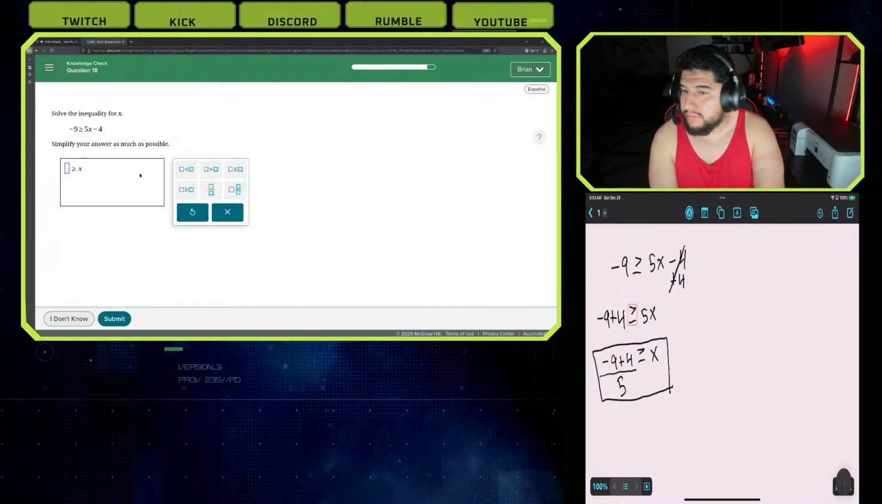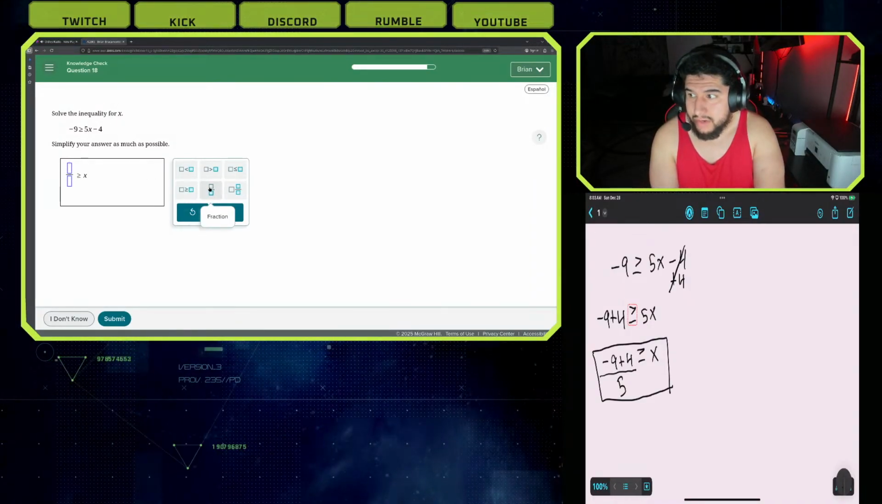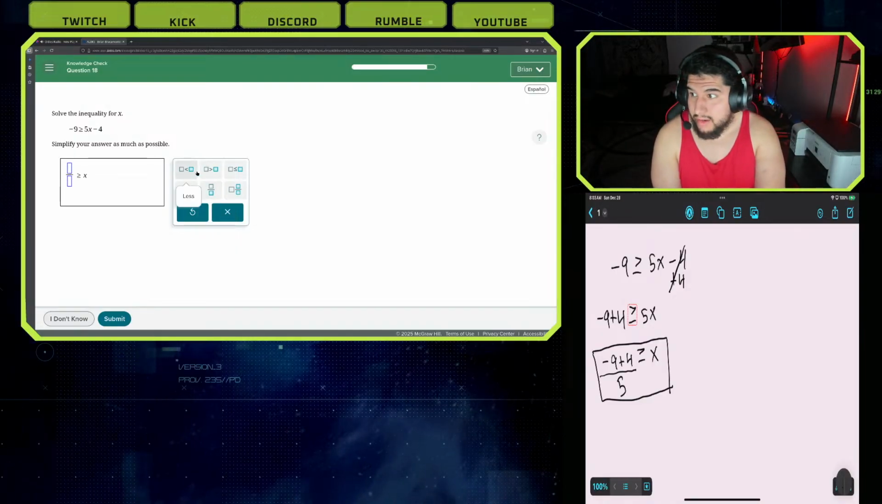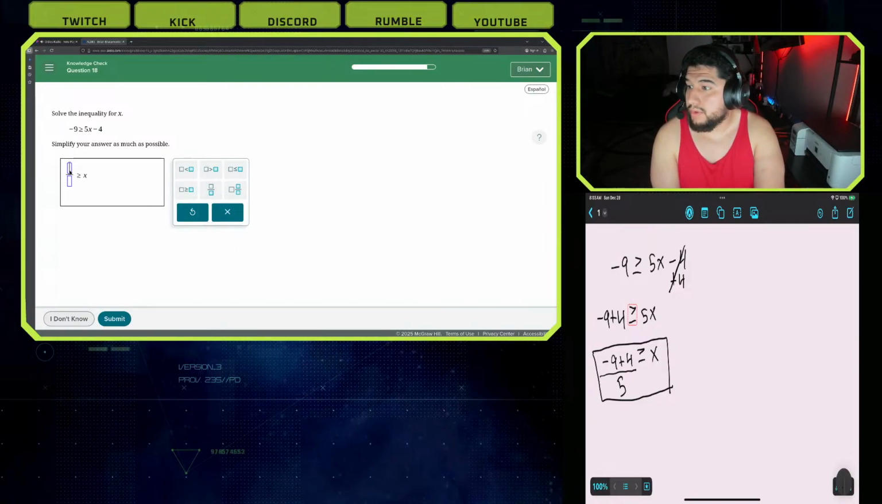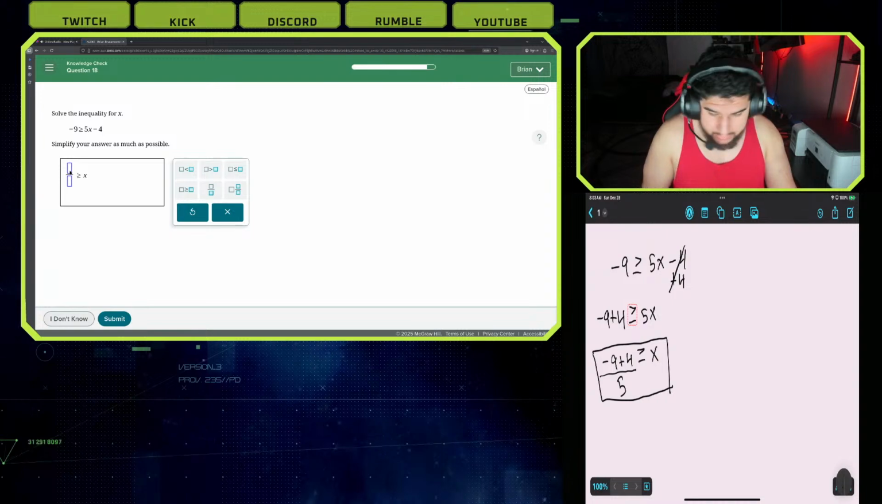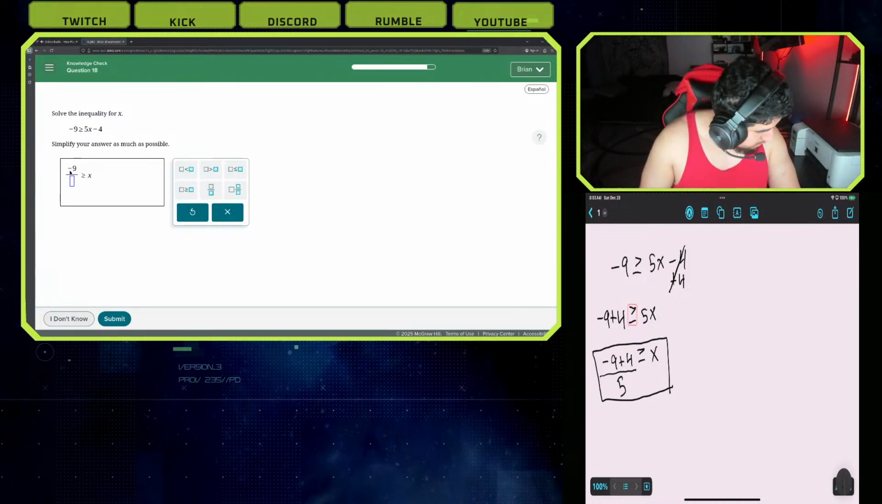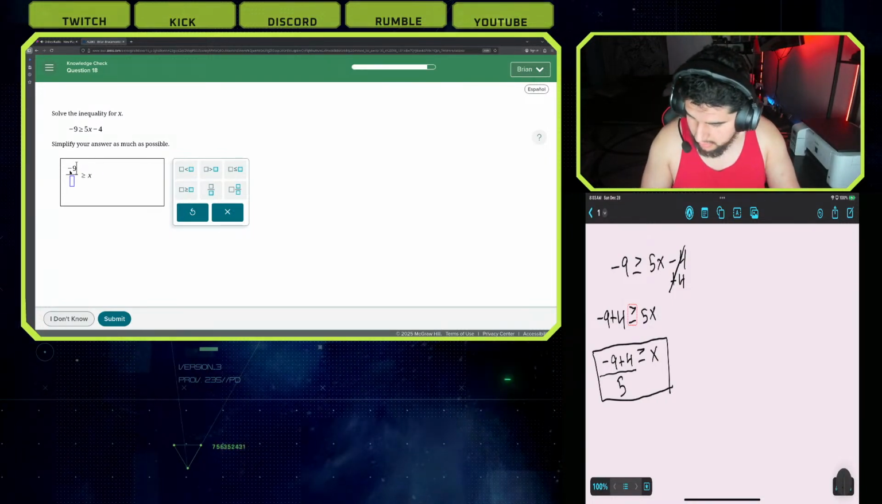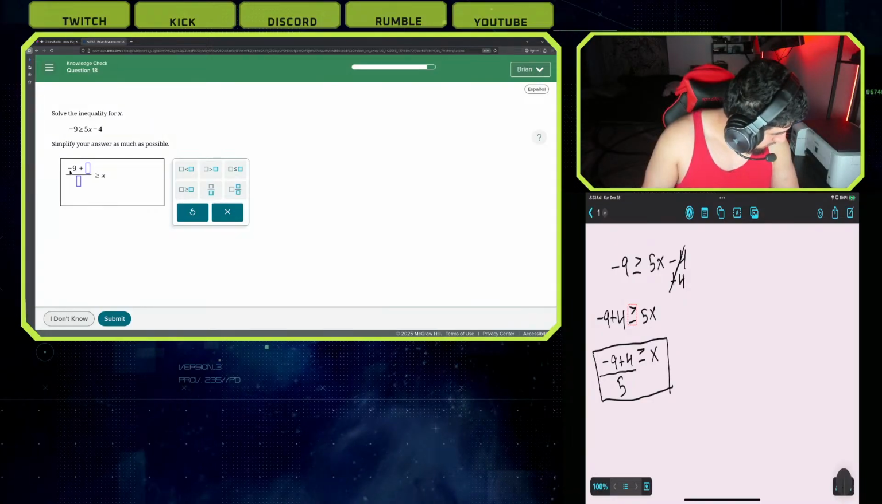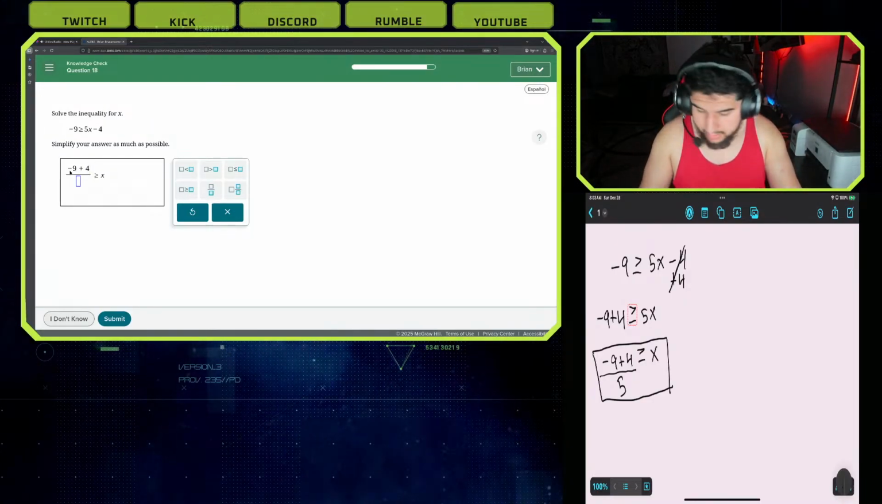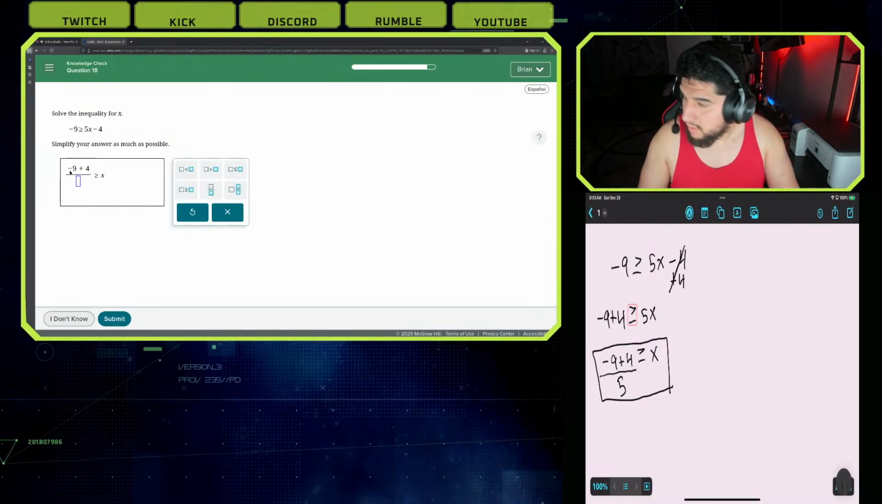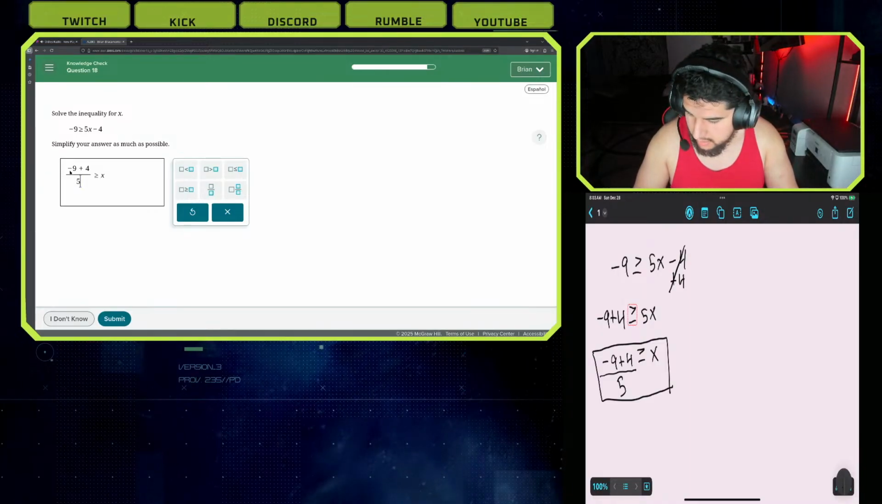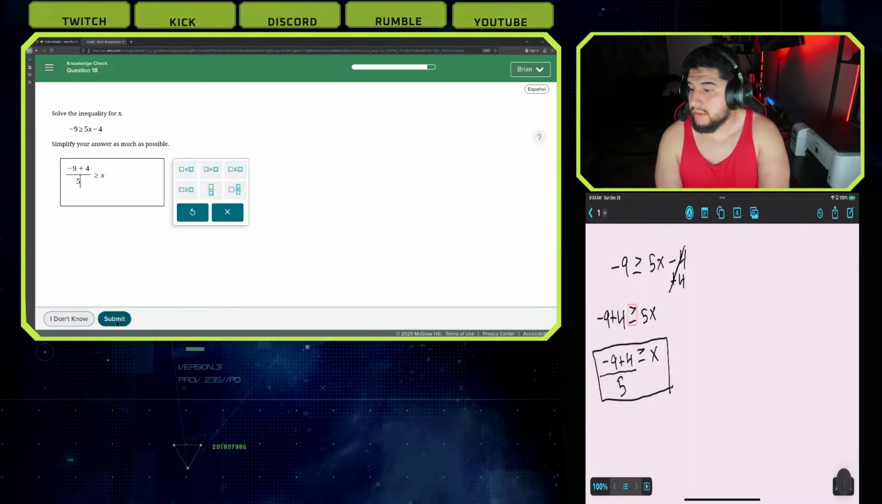So on the left, we're going to make sure that it's a fraction. Does it look like a fraction? Yes. So we're going to put -9 plus 4, and then underneath we're going to put 5, and that's what we're going to put as the answer.